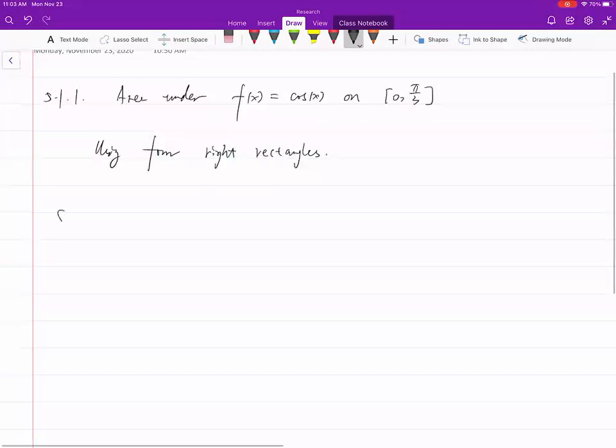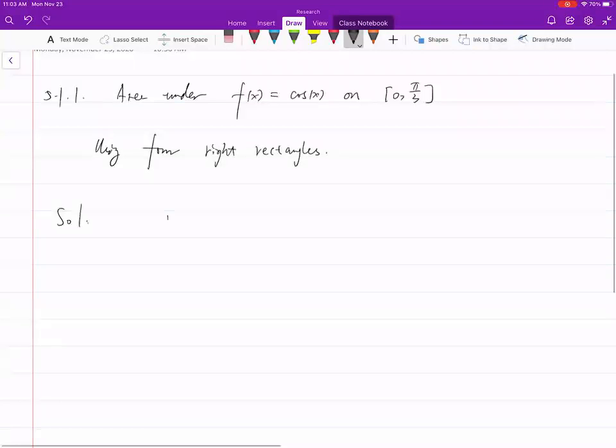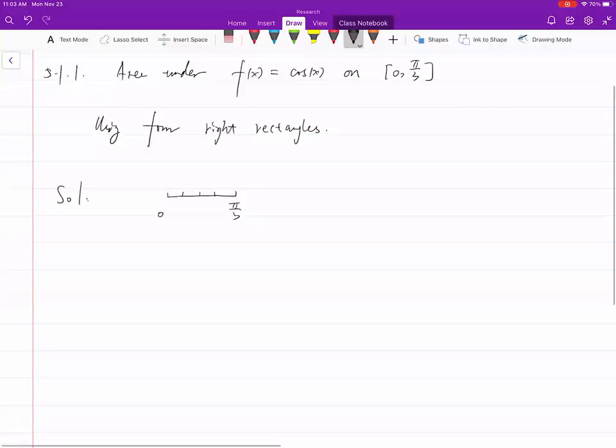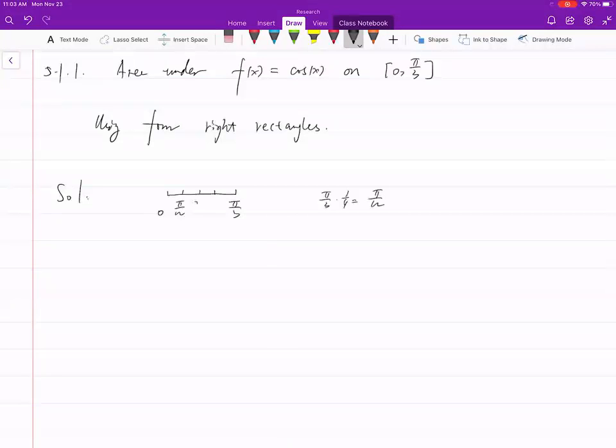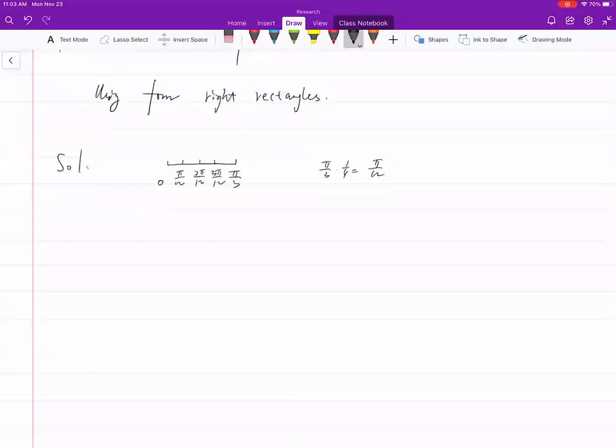What we will do is divide it into 4 parts. That's going to be pi over 3 divided by 4, which is pi over 12. So this is pi over 12, 2 pi over 12, and 3 pi over 12. That will be the 4 points you're looking for. Now, if you're looking for 4 right rectangles, this will be the first, this will be the second, this will be the third, and this will be the fourth.